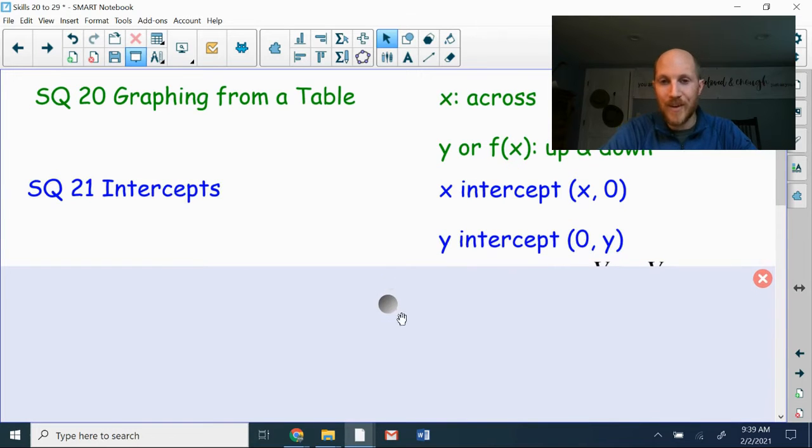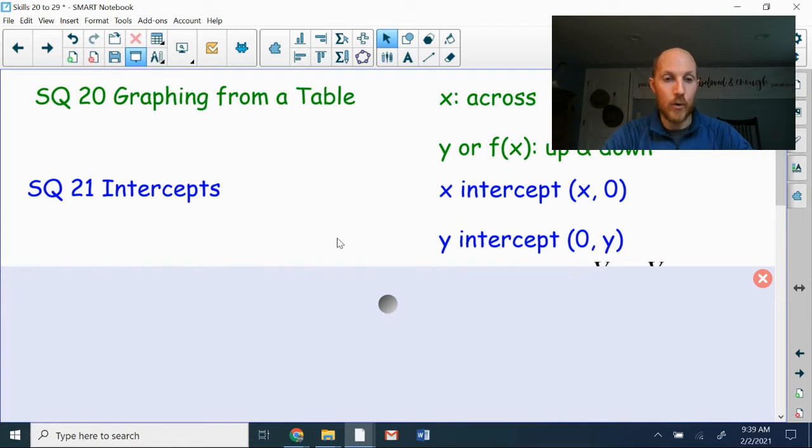So skill number 21, finding intercepts. The most important thing we've got to remember is that for each of the intercepts, there's going to be a 0 involved as one of the coordinates. The x-intercept is going to have a number for x, but the y-coordinate will be a 0. And for the y-intercept, it'll be switched. The y-intercept is going to have a y-coordinate, that's the second number in the pair, but x will be a 0.